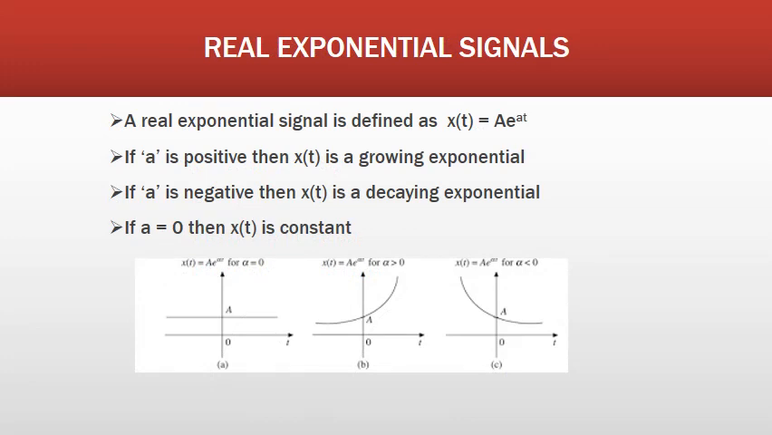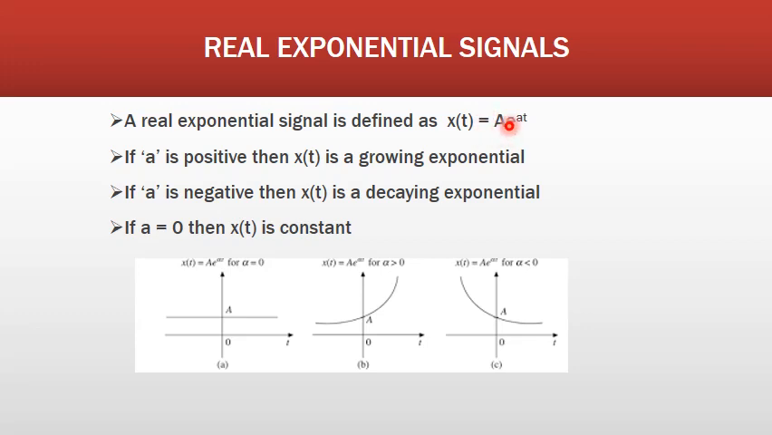Next, we are going to discuss about exponential signals. There are two types of exponential signals, real exponential and complex exponential. First we will see about real exponential signals. A real exponential signal is defined as x of t is equal to A into e power at, where this capital A denotes the amplitude of the signal. For unit signals, amplitude A is equal to 1.